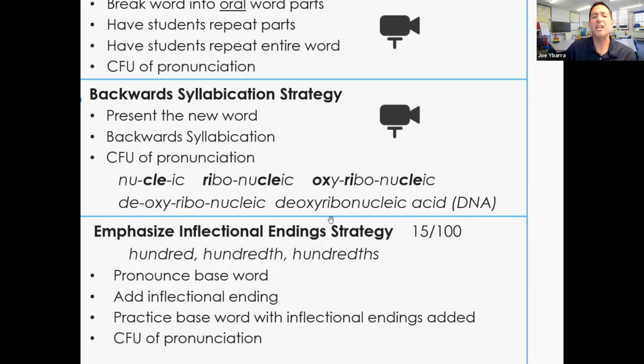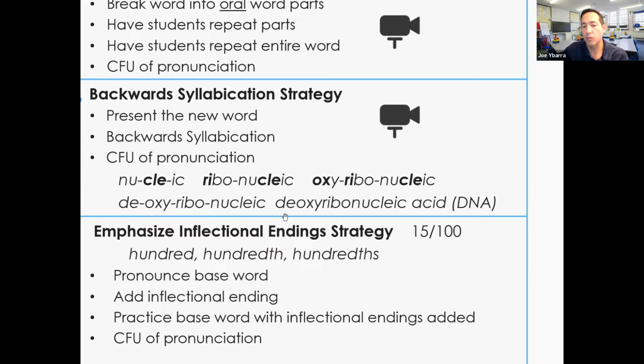Deoxyribonucleic acid. That's a phenomenon that occurs very commonly to students who know how to read, who will see these new words. Pythagorean theorem. Okay, that might be something that, hey, I know I can read the first two syllables, but I'm going to struggle on that. So what we do is called backward syllabication, where we build on those words.